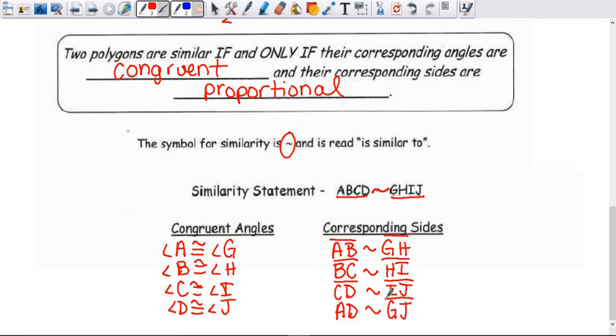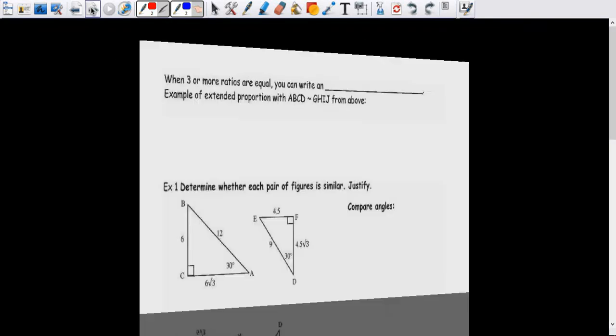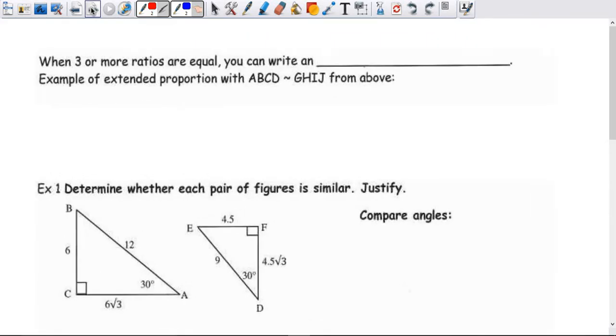All right? And make sure these are all segments. So we have to use those hats when we're talking about those. All right, let's go to the next page. So really how you're going to see these corresponding sides matched up is in what we call an extended ratio.